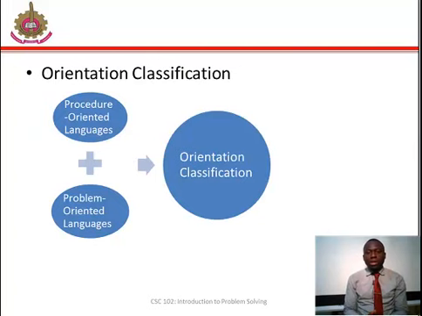Now, there is orientation classification. Under this classification, you have procedure-oriented languages and you have problem-oriented languages. In using a procedure-oriented language, you have to specify how to solve a problem by indicating the procedures the computer will follow step by step. However, in a problem-oriented language, you simply specify what to obtain as your result, while the development of the procedure is left to the language.